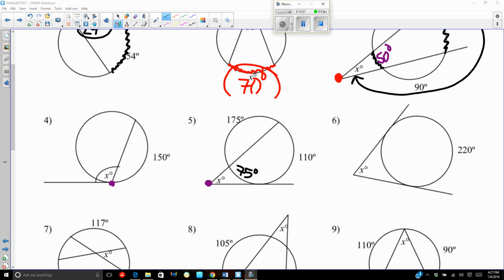So now again, I'm going to use the formula for when the vertex is on the outside of the circle. So that means we're going to add the 2 arcs together that it intersects. Or I'm sorry, we're going to subtract the 2 arcs. We just did a problem like this on number 3. So that means x is going to equal the big arc that it intersects is 110 minus the little arc that it intersects is 75 divided by 2.